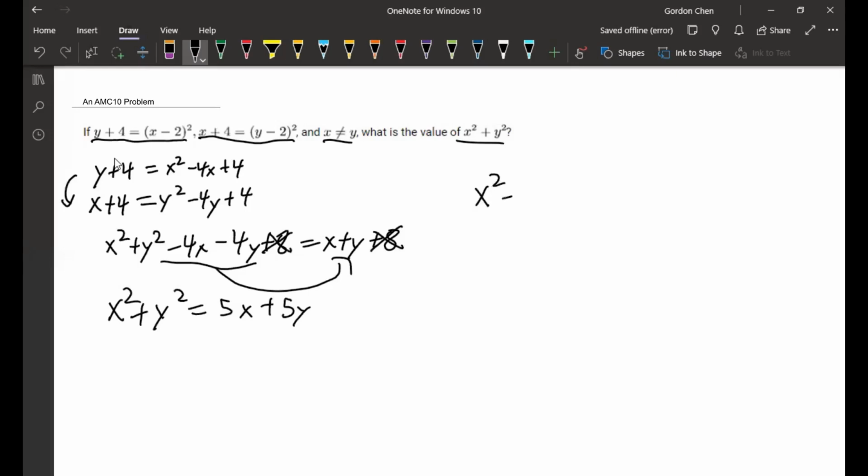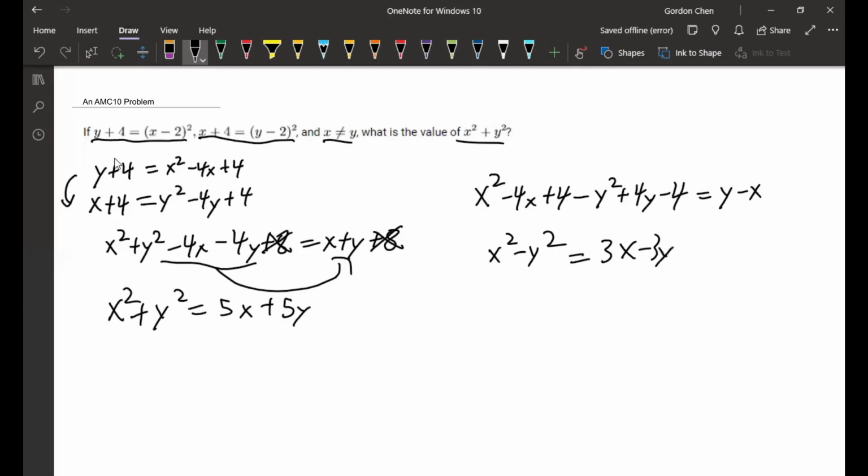x squared minus 4x plus 4 minus y squared plus 4y minus 4 equals y minus x. And moving this around gives x squared minus y squared equals 3x minus 3y.